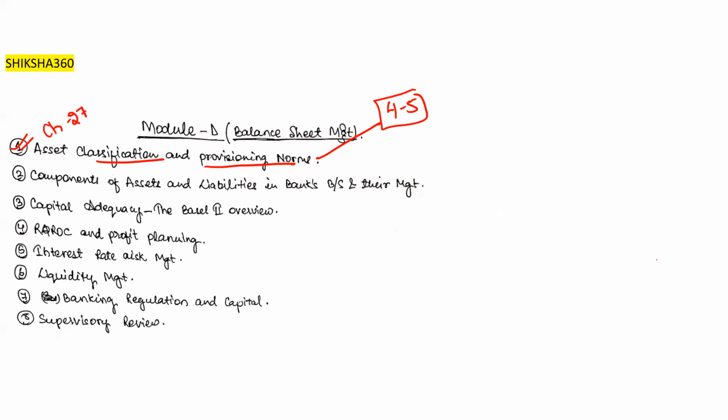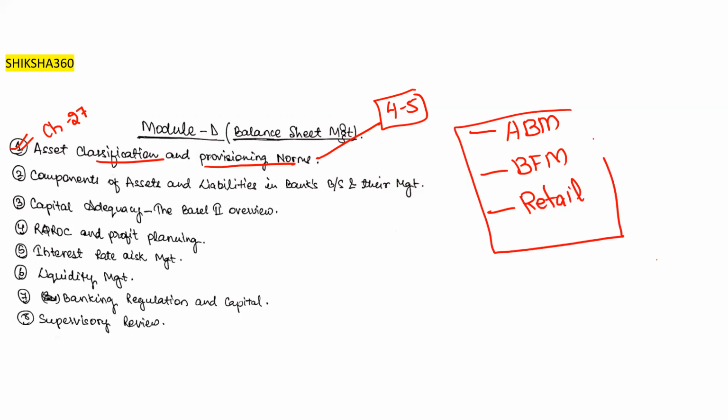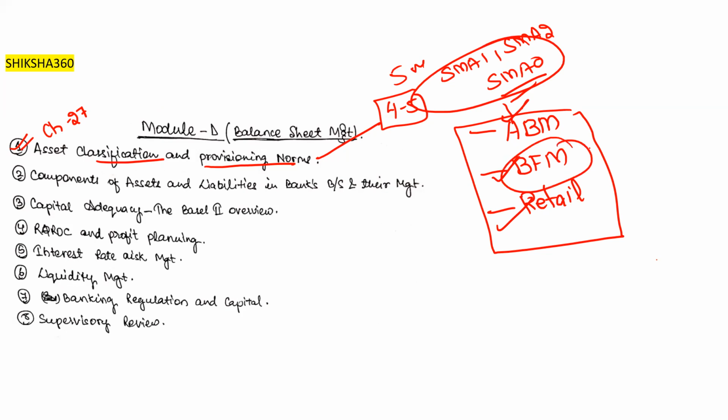And one more thing I will tell you: this chapter, provisioning norms, we have to discuss under ABM, under BFM, and also under retail, clear? So if you go through this chapter once properly, it will benefit you in all three subjects. Like in ABM, they asked what SMA0, SMA1, SMA2 are, a 5-mark case study, clear. Similarly, in BFM, they just ask 1 or 2 theory-based questions, and in retail, they have asked 5 marks.